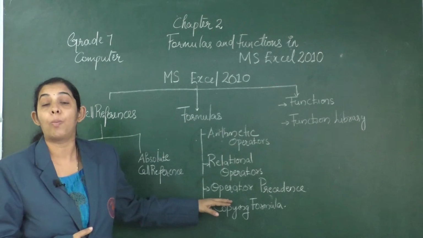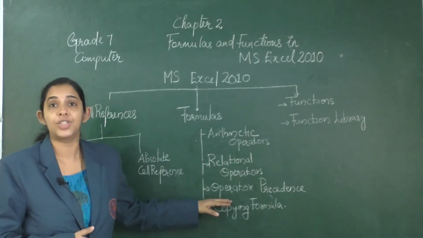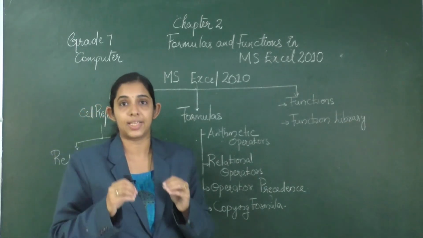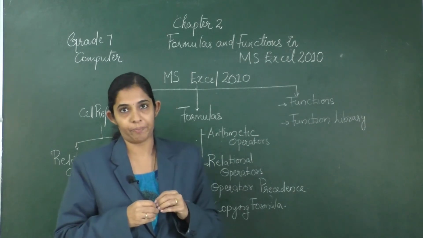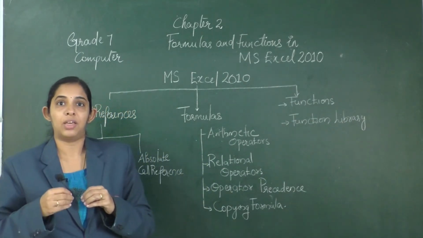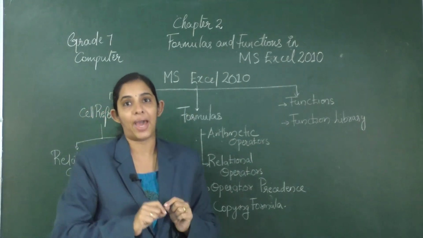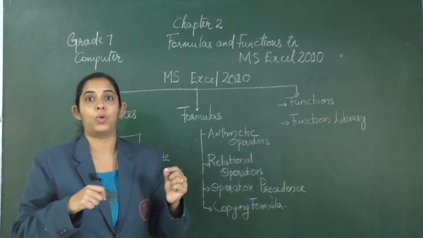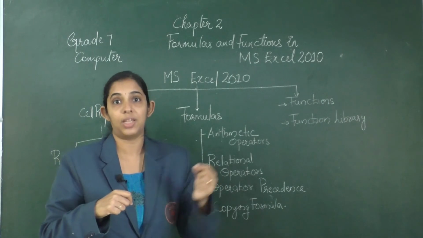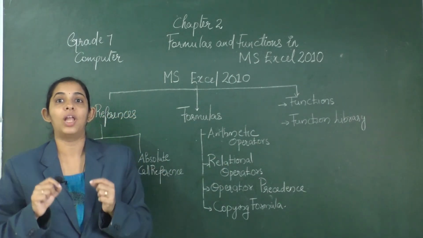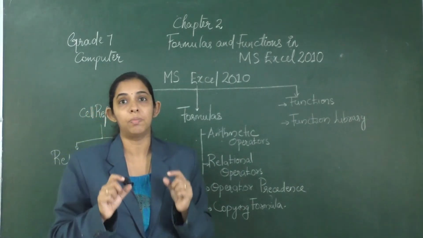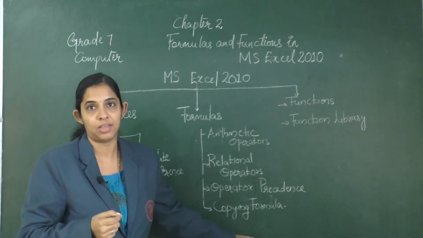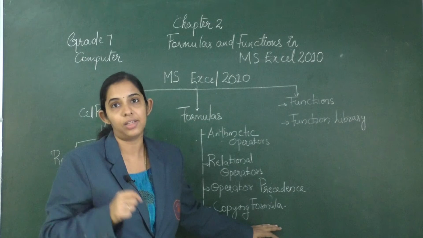Next, we have seen operator precedence. See children, operator precedence is nothing but the order in which a formula gets executed when there are multiple operands. For example, if a formula contains a part written in parentheses, Excel will execute that part first, and then it will go to exponents, multiplication, division, addition, subtraction, in that order. And next we have seen how to copy a formula to different cells. Here we have seen the concept of the fill handle tool also.